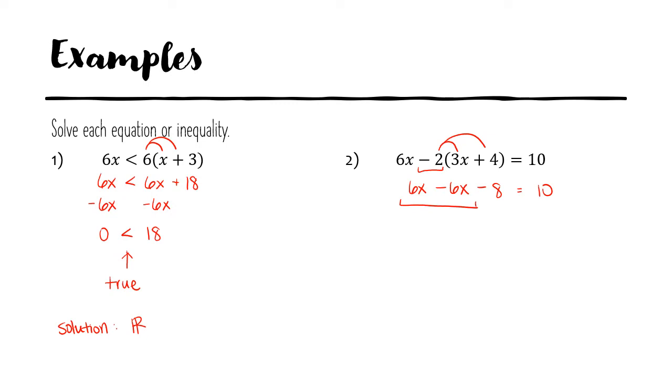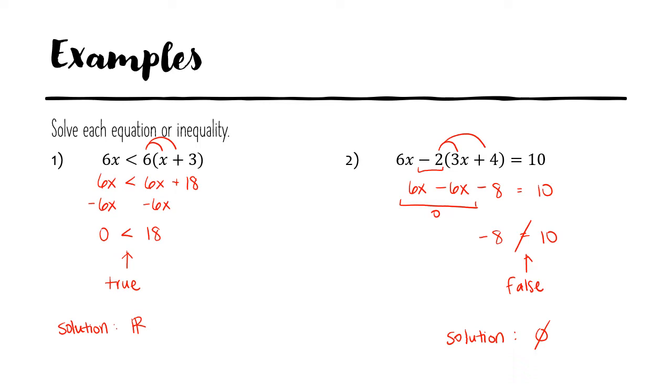6x minus 6x, well, we ran into that exact thing in number 1, leaves us with nothing. We have 0 there, so I have negative 8 is equal to 10. Hopefully we're all able to recognize, nope, that's not true. We'd say this is an example of running into a false statement as the last step in solving. Therefore, the solution is none. There is no solution, or we could say the solution is the empty set or null set. I tend to just write it as that circle with a line through it.